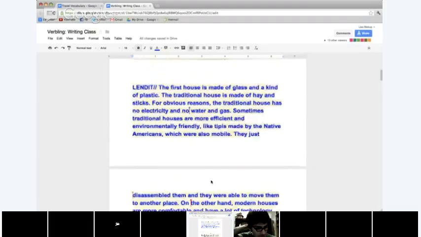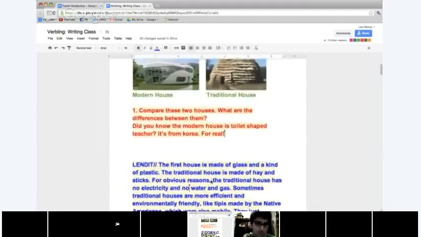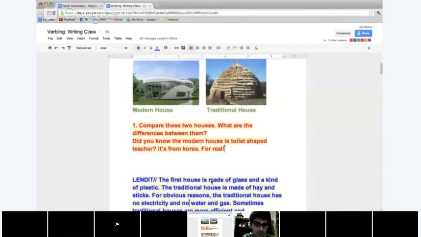Good. Which one would you like to live in? The modern house, of course, or maybe something between traditional and modern. Yeah. Okay.